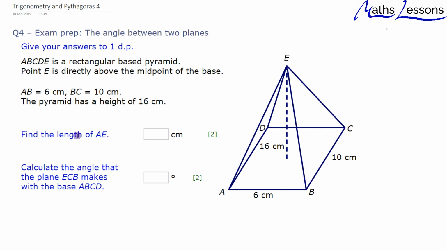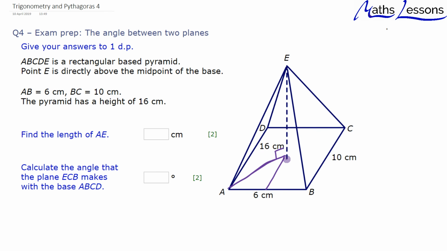Okay, so here we go. We've got to find the length of AE here. And you can see the height of this is 16, drops down to the base, which creates a perpendicular with this edge here that we can use to find AE. But first of all, we've got to find the length of this point from here to here.